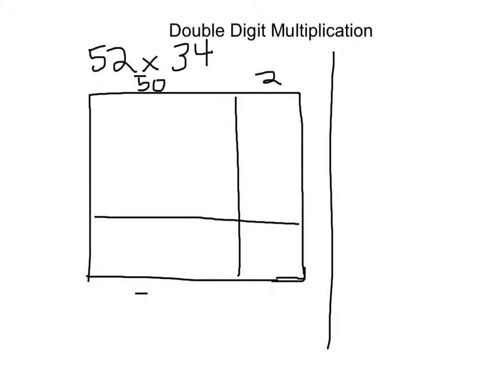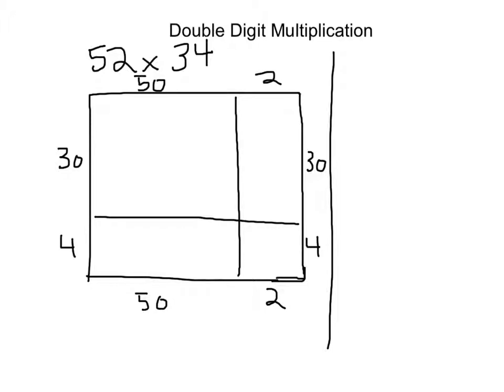You don't have to label top and bottom, but sometimes it's easier just to help us remember the strategy. So the sides, we're going to label 30 and 4. All we're doing is breaking those numbers apart by place value, just like we did when we were doing our break apart strategy for single digit multiplication. So, all we have to do now is find the area of these smaller boxes.